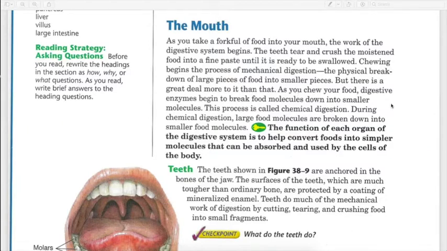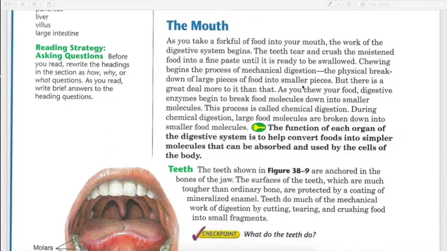As you chew your food, digestive enzymes begin to break down molecules into smaller molecules. This process is called chemical digestion. During chemical digestion, large food molecules are broken down to smaller food molecules.